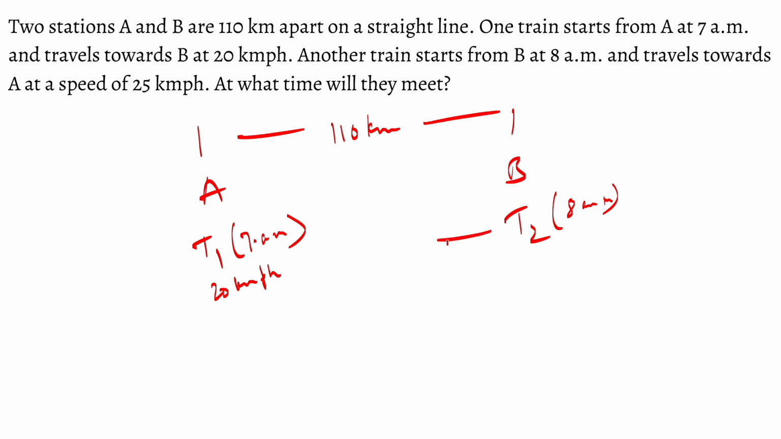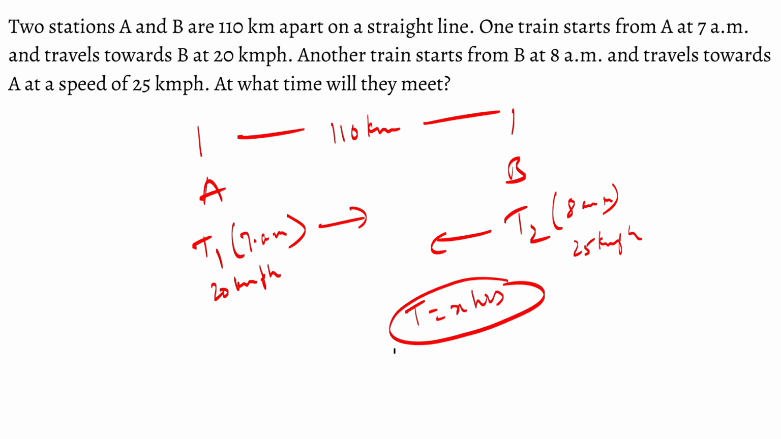Understood? Towards A means they are traveling in opposite direction, and the speed of this train is 25 kilometer per hour. So we are asked to find out at what time they will meet. Let us assume they will meet x hours after 7 a.m. As train 1 starts at 7 a.m., they meet at some point after 7 a.m. Let the time be x hours.